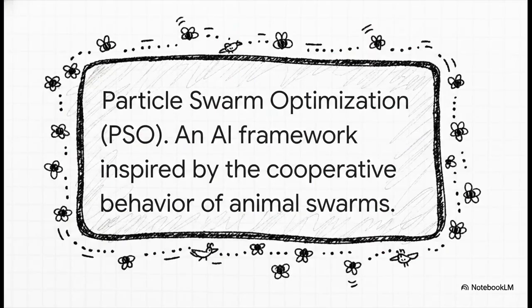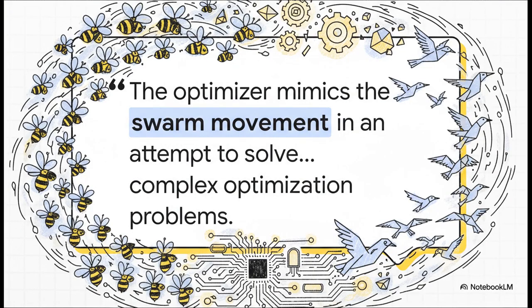And one of the absolute coolest examples of this is an algorithm called particle swarm optimization. We'll just call it PSO. And that name, swarm, well, that should give you a pretty big clue where the inspiration came from. And here you have it, straight from our source. The optimizer mimics the swarm movement in an attempt to solve complex optimization problems. It's not just a clever name. The algorithm literally models how a swarm of bees or a flock of birds behaves to find the best answers.